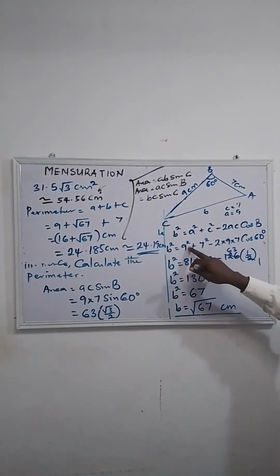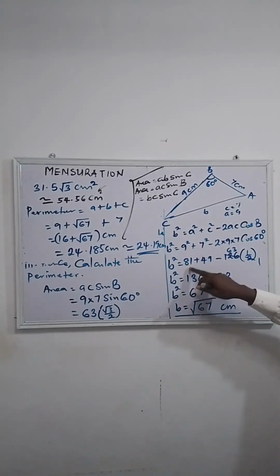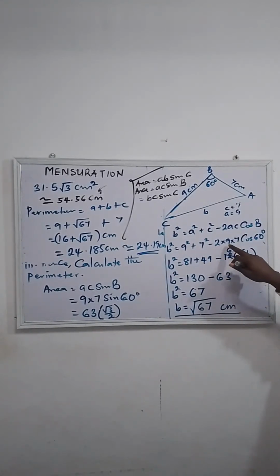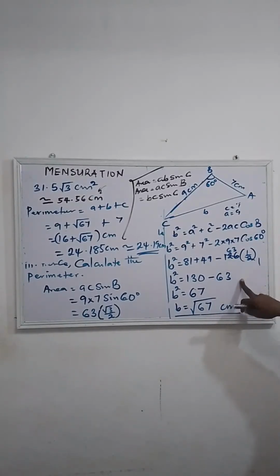Now, when you square 9, you have 81. Square 7, you have 49. Negative 2 times 9 times 7 gives you 126. And cos 60 is half, 0.5. If you punch that in your calculator, you have 0.5, and that's the same thing as half. So now when you multiply half by 126, what you have is 63.